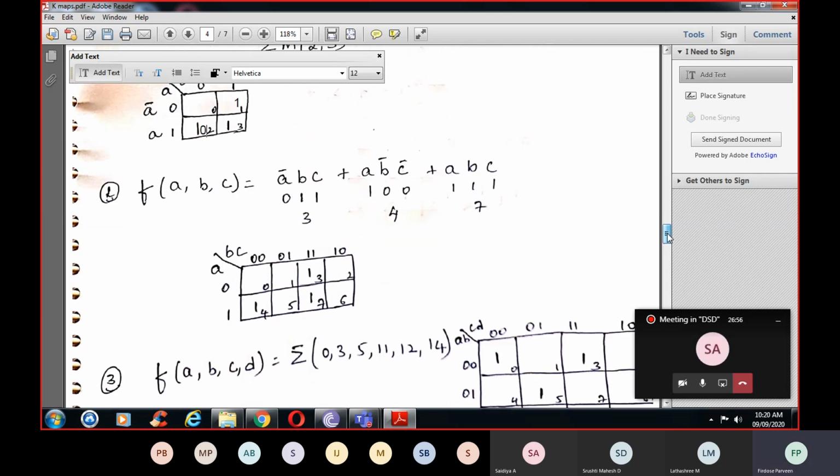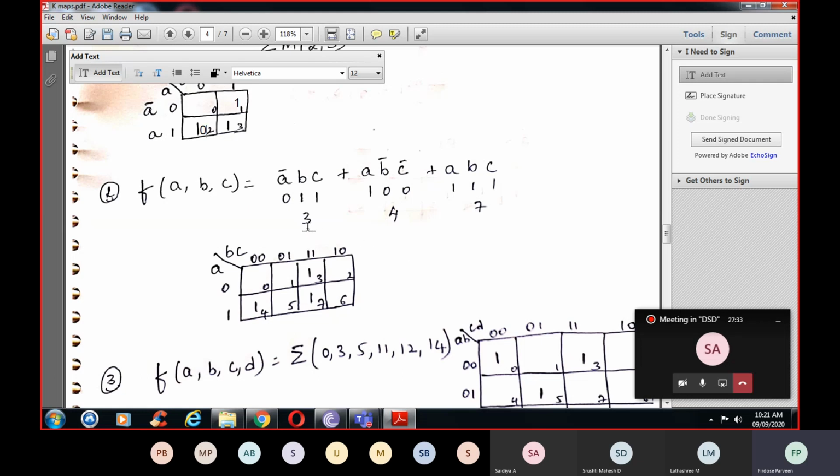Next for f of ABC, A bar BC plus A B bar C bar plus A B C. So A bar means 0, B means 1, C means 1. So 0, 1, 1 for 3 variable K-map, it is 3. A, B bar, C bar means it is A means 1, B bar means 0, C bar means 0. So 1, 0, 0 decimal notation is 4. A, B, C. 1, 1, 1. 1, 1 means decimal notation is 7.